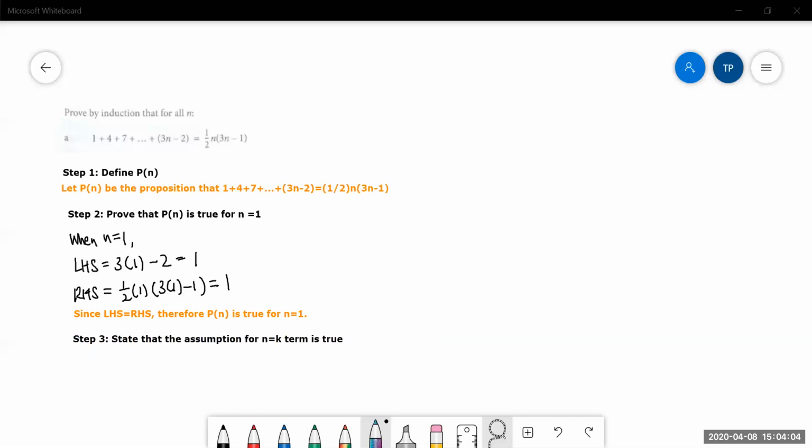So we must state that. So how are we going to state that? We have to assume that Pn is true for n equals to k. So we just type in k. So when n equals to k, left hand side 3k minus 2. So this is the phrasing: assume Pn is true for n equals to k.